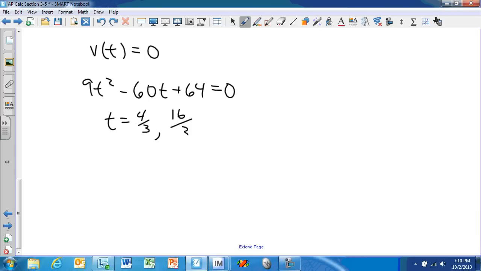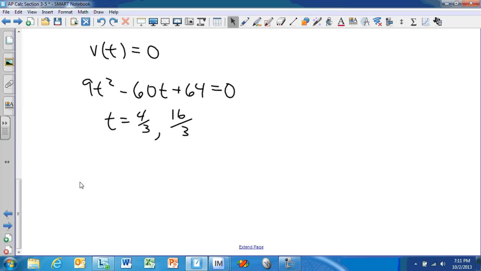I guess it's up to you how you want to write those out. If you want to write 1 1/3 and 5 1/3, that's fine. I'd write them in fractional form there, though, for sure. All right, so those are my two solutions. But what I've got to figure out now is which one of these is the maximum.